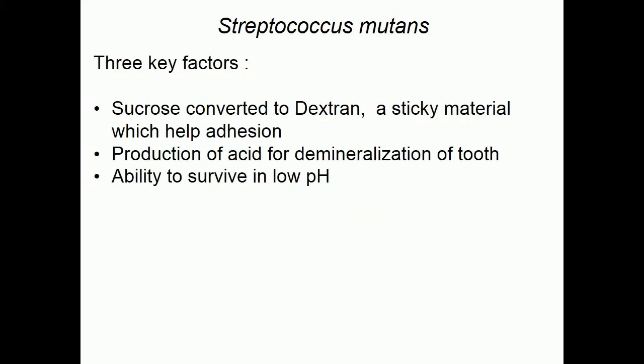Streptococcus mutans. Three key factors. Sucrose converted to dextran, a sticky material which helps adhesion. Production of acid for demineralization of tooth. Ability to survive in low pH.